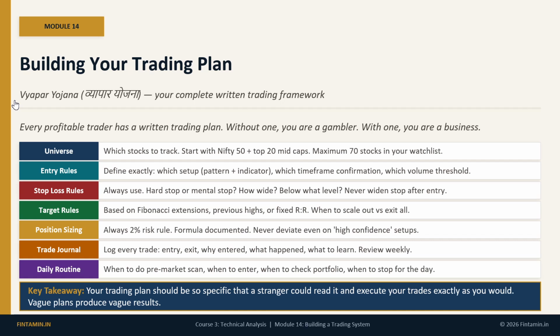Second is entry rules, which setup triggers a trade. For example, VWAP bounce plus RSI above 50 plus bullish candlestick. Be specific. Third, stop loss rules. Always a hard stop order placed immediately after entry. No mental stops, no exceptions. Fourth, target rule. Based on Fibonacci extensions, previous highs, or fixed risk reward of 1:2. Know your exit before you enter.